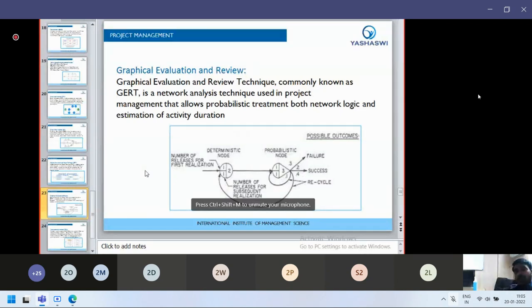This is the common technique of any of them. GERT is Graphical Evaluation and Review Technique.